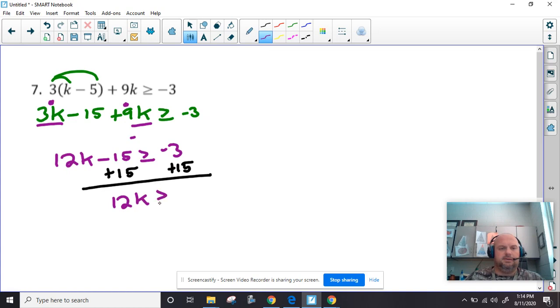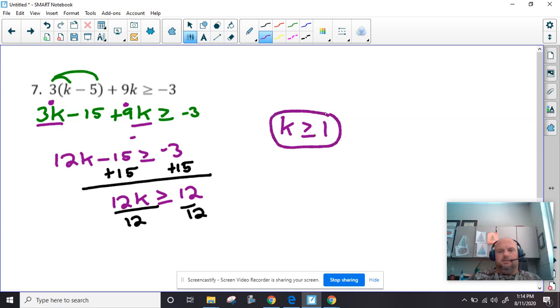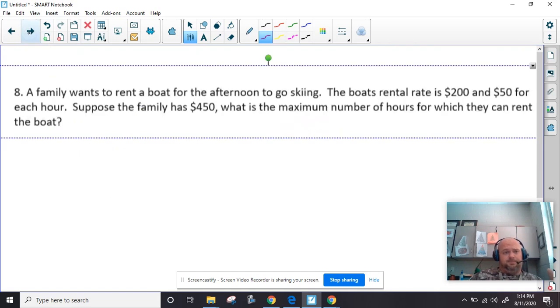12K greater than or equal to 12. All right. Now, this is not one of those infinitely many or no solution things. Okay. You're not done. These are things that you have to do all the way through. All right. So if we divide both sides, we're going to end up with K is greater than or equal to 1. All right. So pay attention. Just keep going through your steps. I'll say that 1,000 times until it's beaten into your program that way.